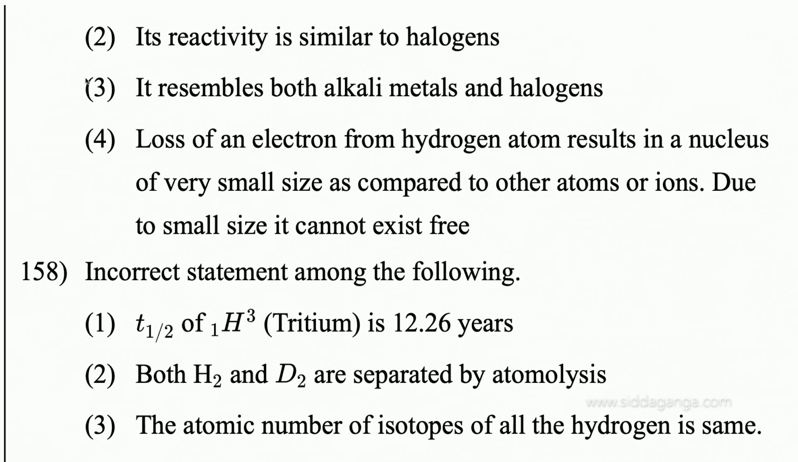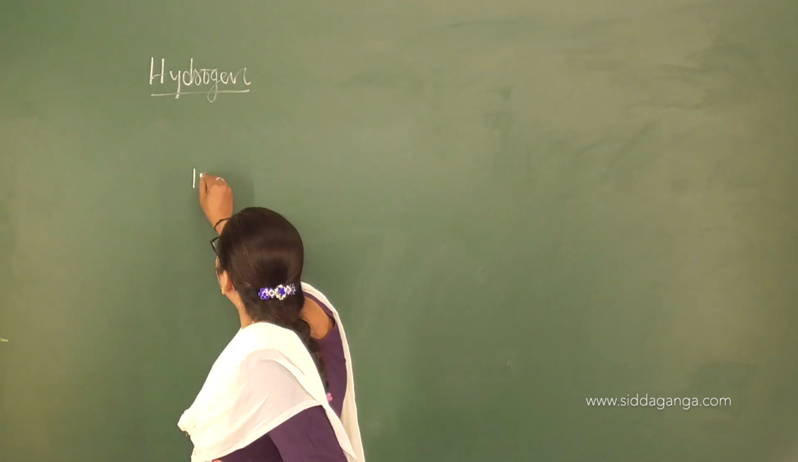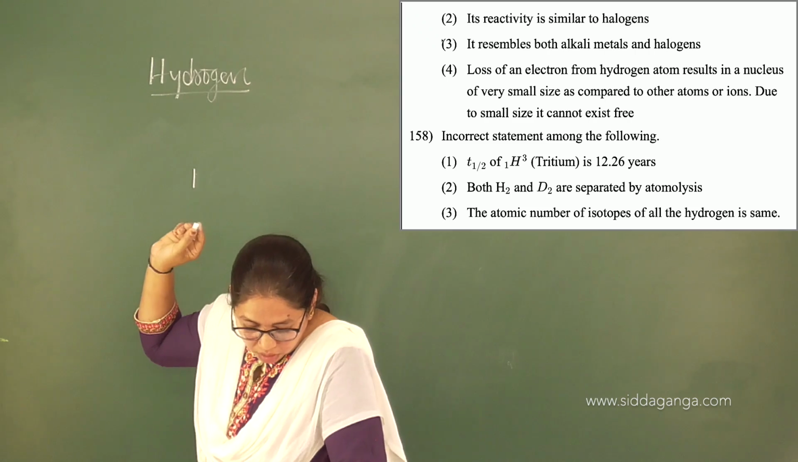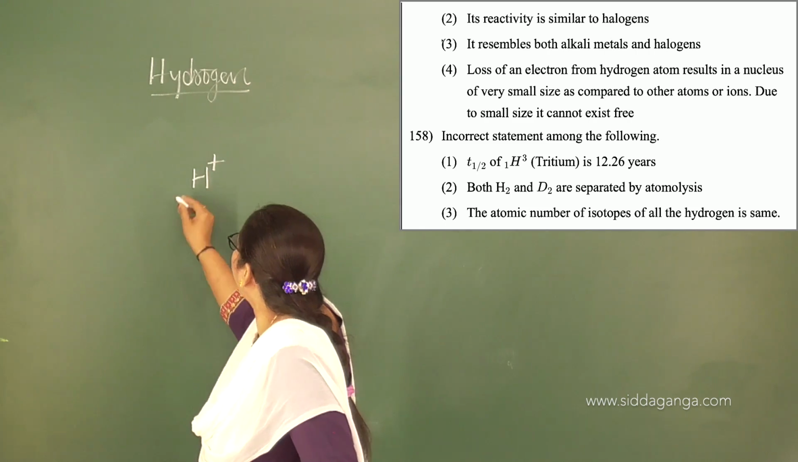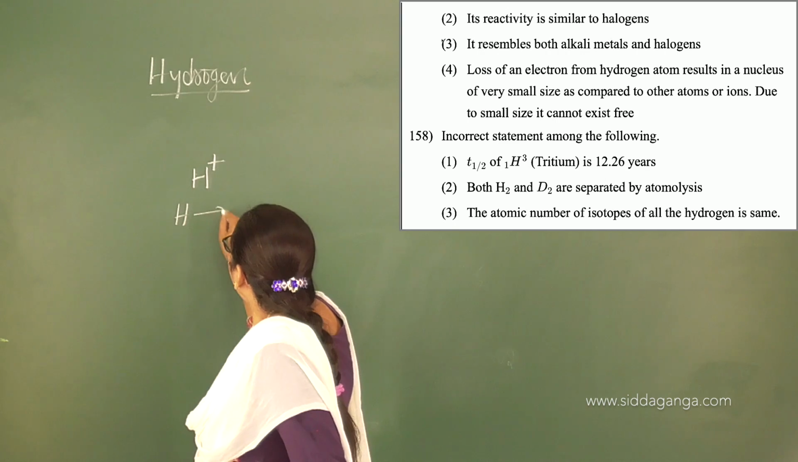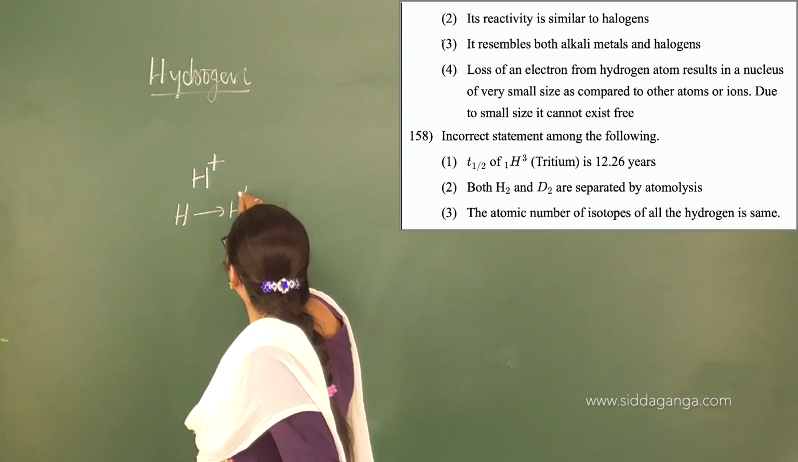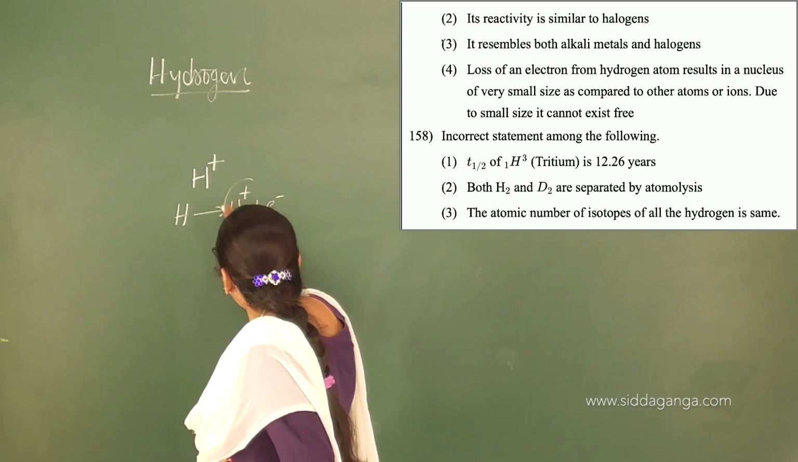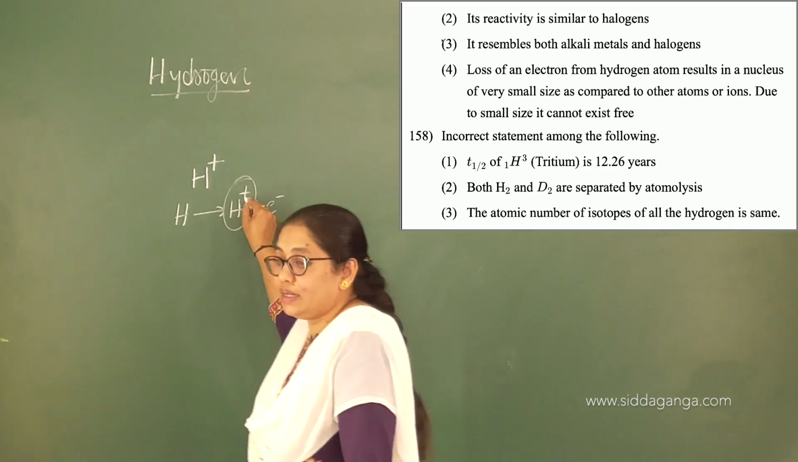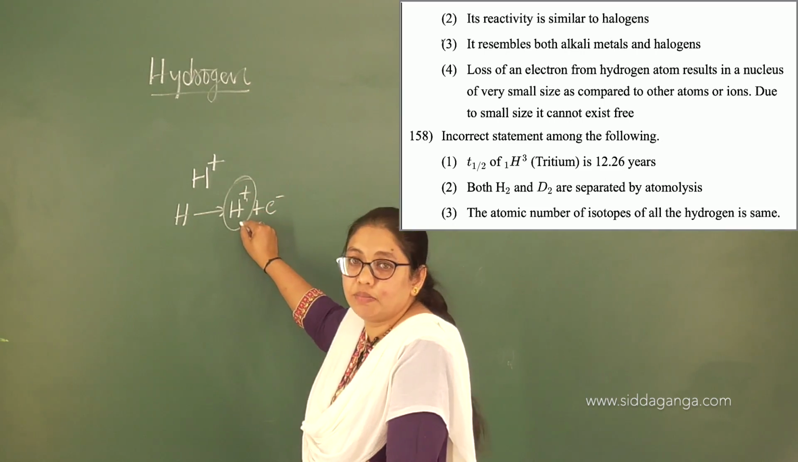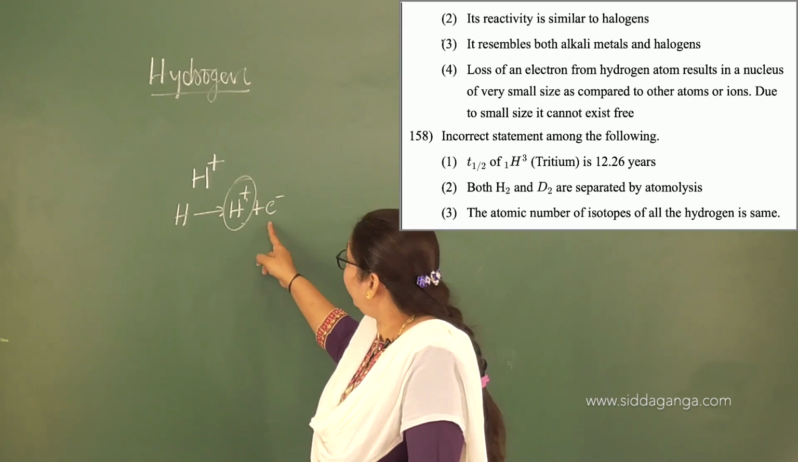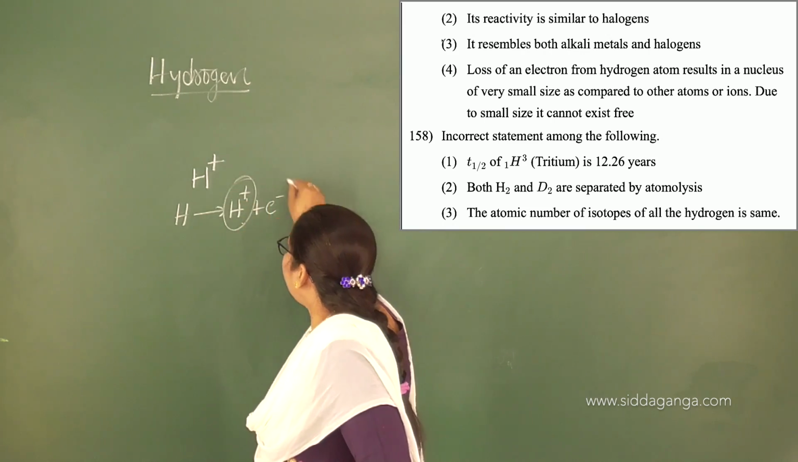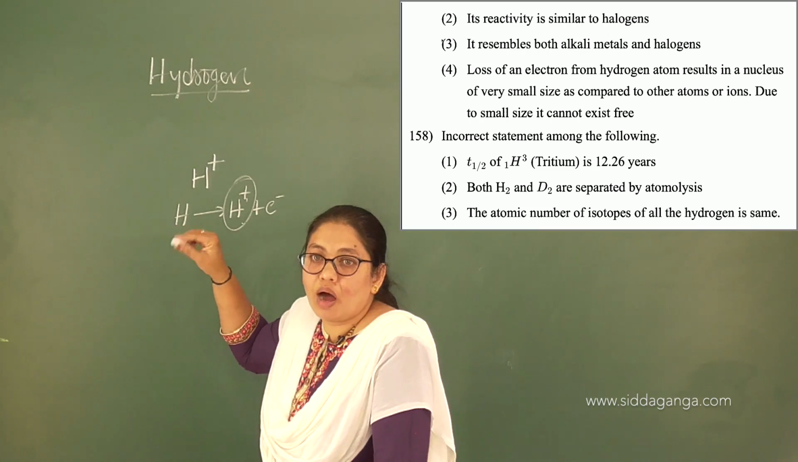The question is why H plus cannot exist alone. When one electron is removed from the hydrogen atom, you are going to get H plus, the proton, right? It is having positive charge and it is very small in size, because it has only one electron and that electron also we remove. So it will always be associated with other atoms or ions.